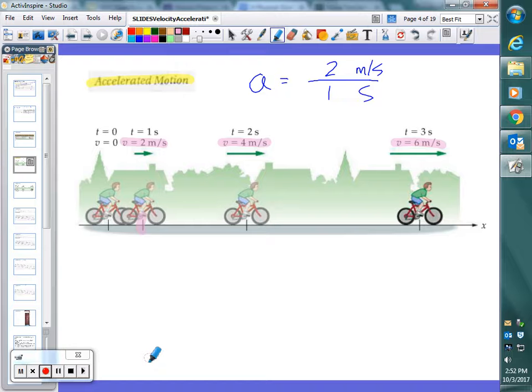Now, what we do in science a lot is come up with this pattern and then try to come up with a way to represent that pattern. A lot of times, representing that pattern comes in the form of a mathematical equation. Okay? The mathematical equation that represents that pattern looks like this.